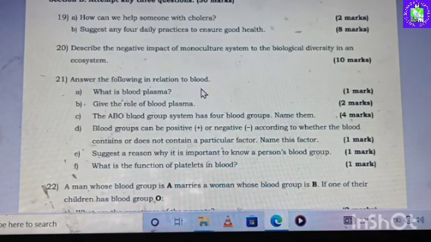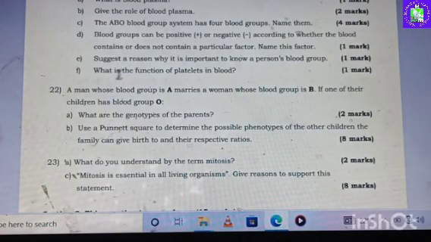answer the following in relation to the blood. What is the blood plasma? That is the component of blood which stores what you call nutrients. Give the role of plasma. It stores nutrients. Yes. The ABO blood group system has 4 blood groups. Name them. We have group A, group B, group AB, and group O.